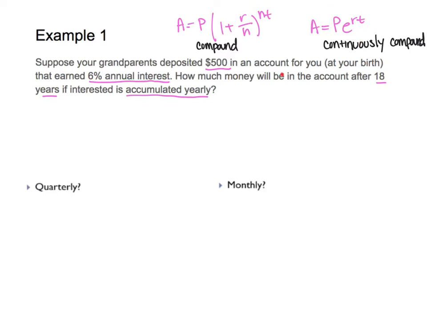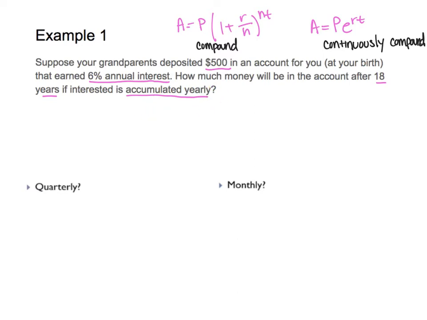So if you read this question, do you see the word continuous? No. So it doesn't look like we're using this formula. So maybe it's this formula here, but in order to use it, you need to know how often you're compounding, or how often the interest is accumulating. If you read this problem, it looks like the interest is accumulating yearly. So what does that mean for N? It means that N is equal to 1, because you are accumulating interest once a year.